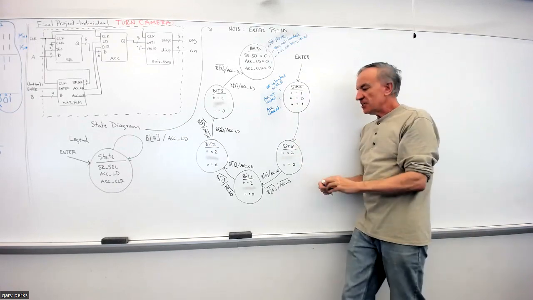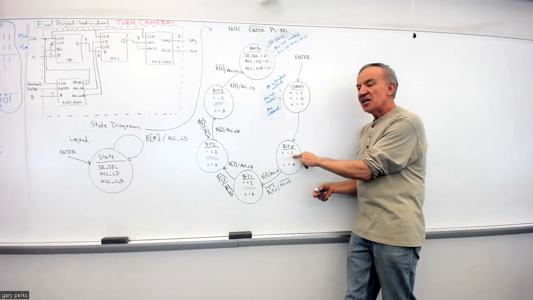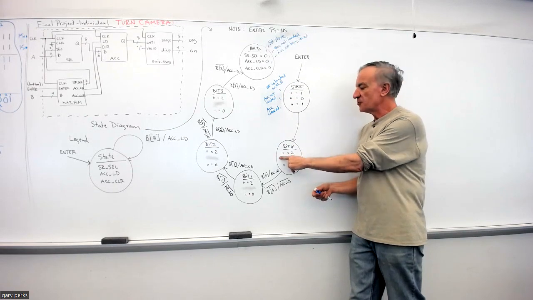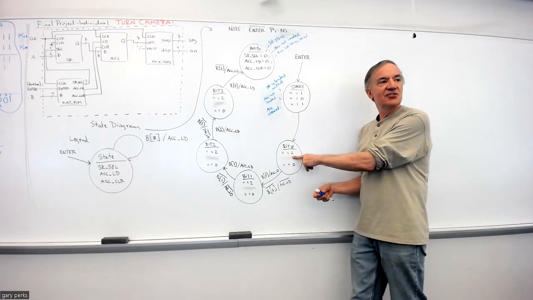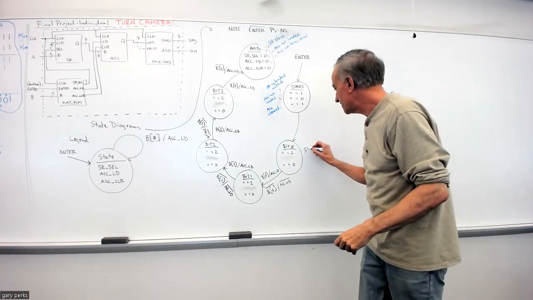And when you're in the bit 0 state, the SR select becomes a 2. So what does that do to the shift register? What's the shift register going to do when its select is a 2? Right, it puts it into shift left.